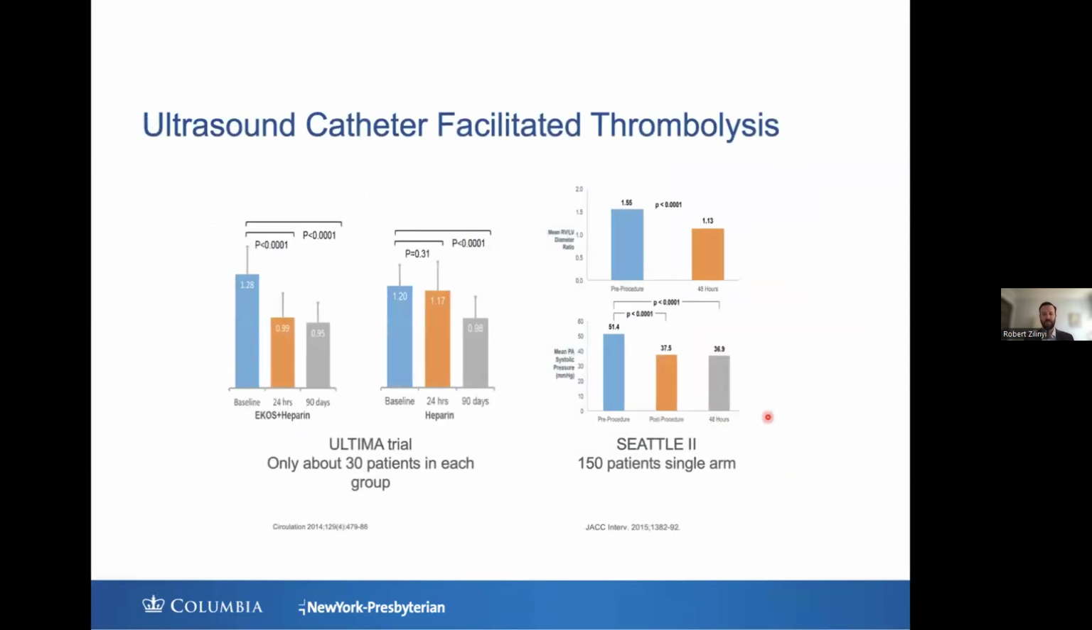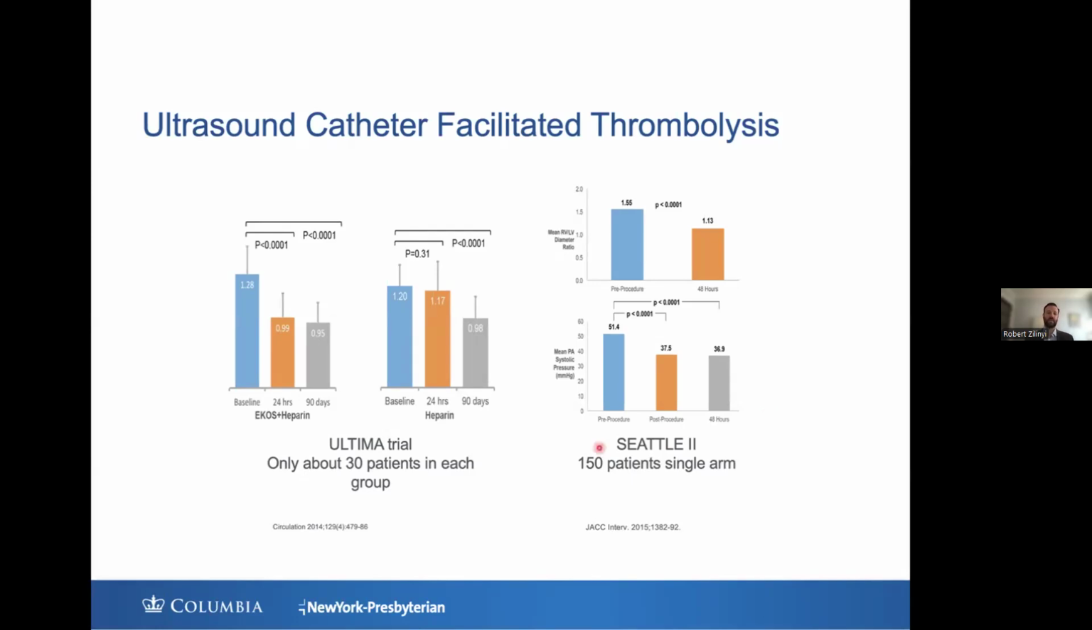And so what's the data for these therapies? Looking at ultrasound catheter-facilitated thrombolysis, the first trial that was published in 2014, shortly after the PEITHO trial, was the ULTIMA trial. And this randomized about 30 patients in each arm to receive either ultrasound-assisted catheter-directed thrombolysis with heparin versus heparin alone. And the primary endpoints were the surrogate endpoint of RV to LV ratio, which we discussed earlier, the surrogate marker of RV-related mortality at 24 hours and 90 days.